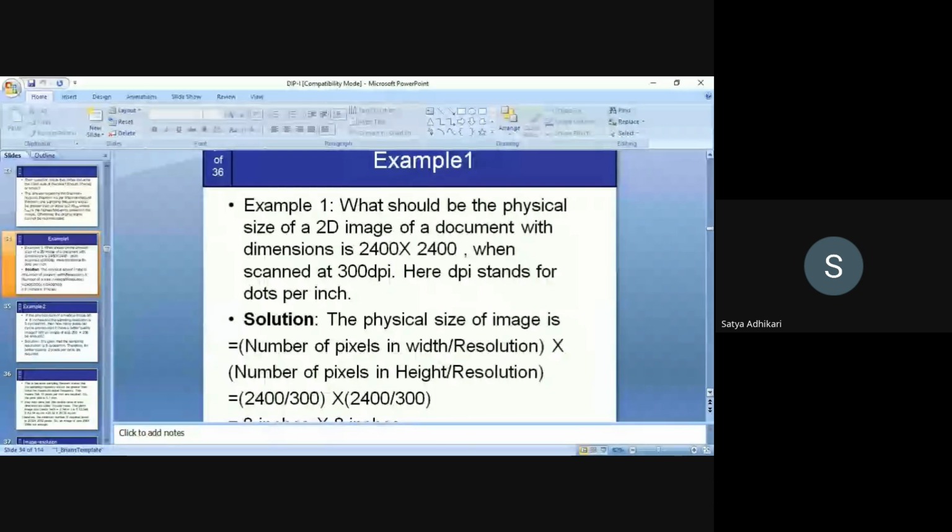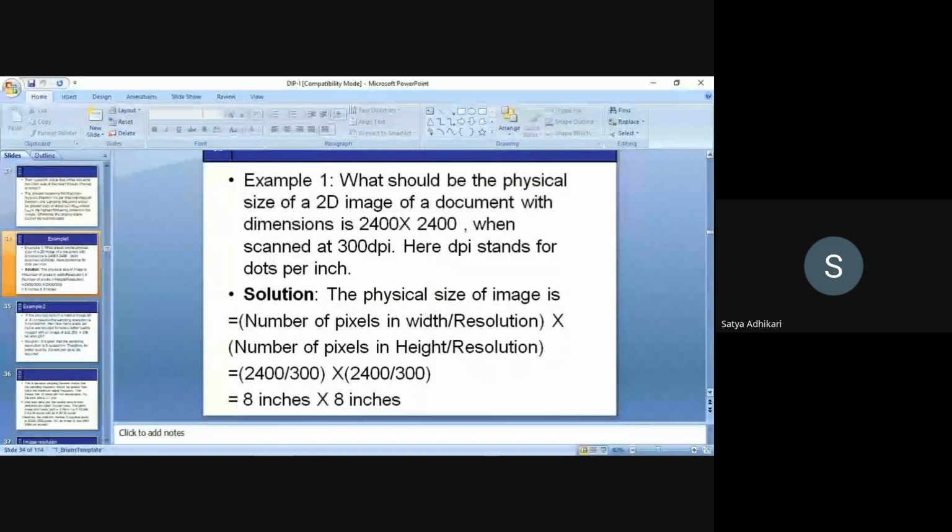What should be the physical size of a 2D image of a document with dimension 2400 and 2400 pixels when scanned at 300 dpi? According to the rule, the physical size of the image is number of pixels divided by resolution. So the image size is 8 inch into 8 inch. That means the physical size of the image should be 8 inch by 8 inch. Otherwise, it cannot be a good image.